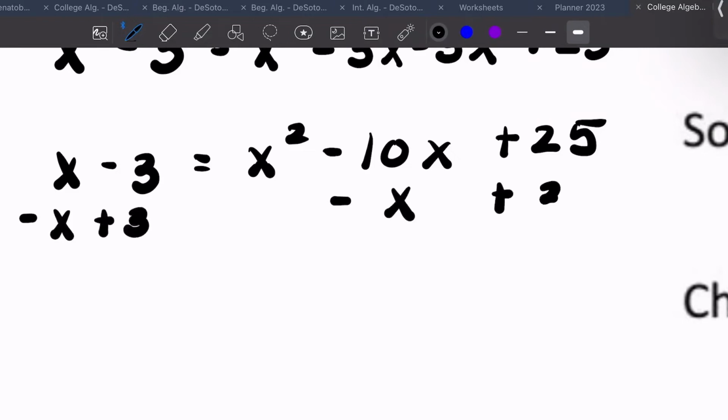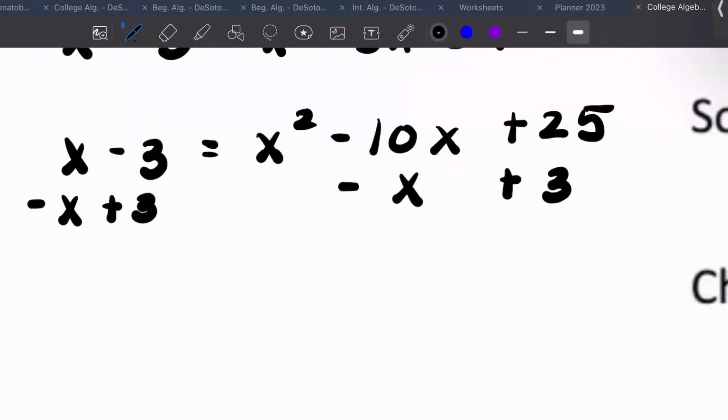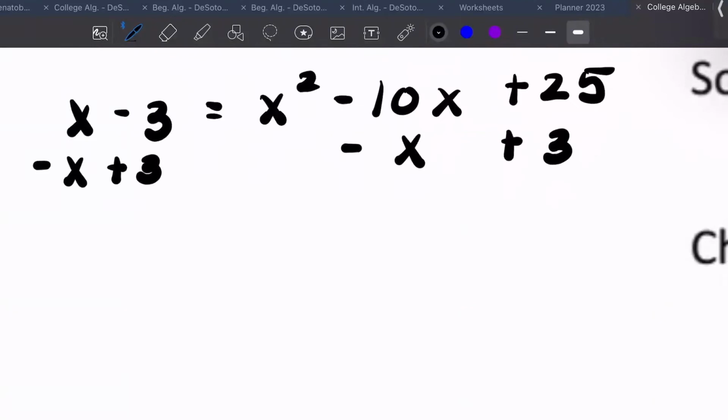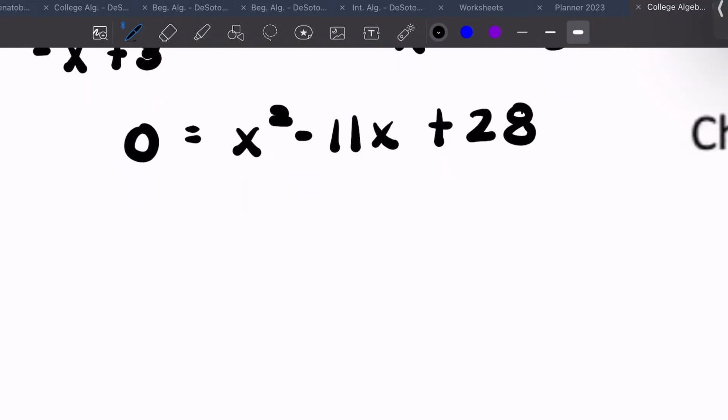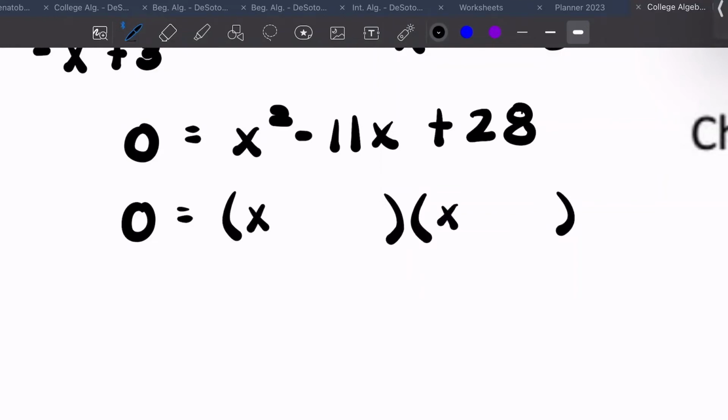And I'm going to do it all at the same time. If you need to do it in different steps, that's fine. But this gives us 0, and also this gives us 0. So we're left with 0 equals x squared minus 11x plus 28. Now we're going to factor the right side. It's an easy trinomial. Both of the signs are the same, and they're both negative.